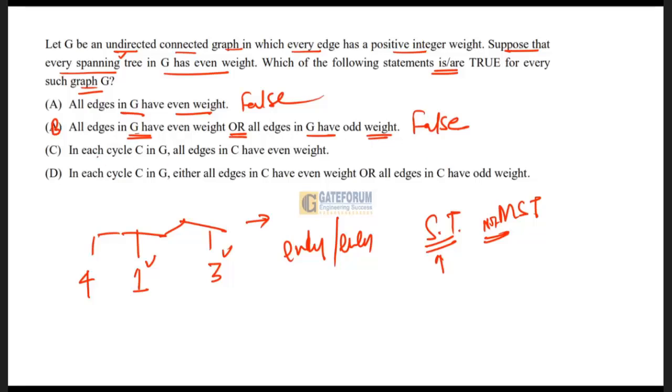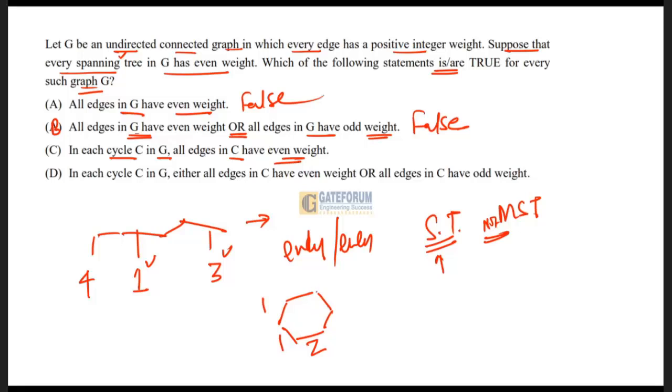Option C: in each cycle C in G, all edges in C have even weight. Not necessarily. It depends on which graph you are using, so it is not necessary that all edges in C have even weight. Even if you make one edge odd, one more edge is also odd, and then one edge next to it can be even, and we can still have a spanning tree from it, because if those are the minimum edges, they might be part of that.